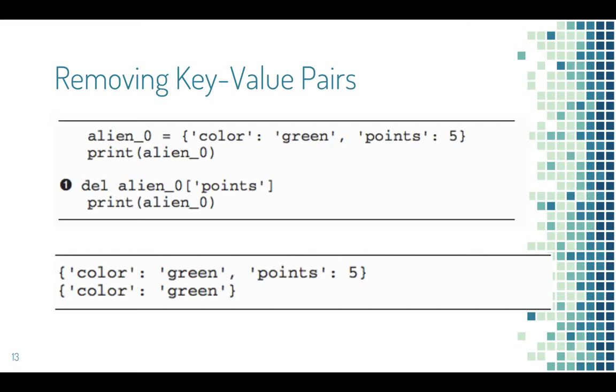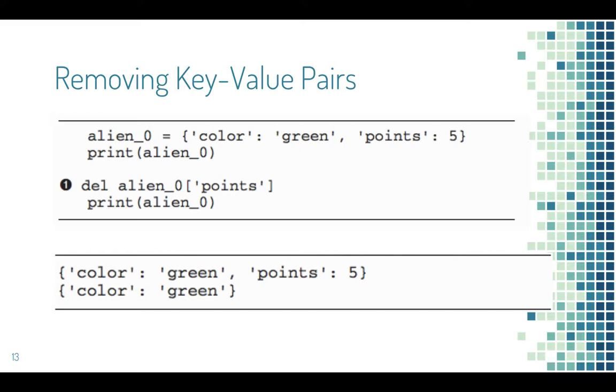When you no longer need a piece of information that's stored in a dictionary, you can use the del statement to completely remove a key value pair. All del needs is the name of the dictionary and the key that you want to remove. For example, let's remove the key points from the alien 0 dictionary along with its value.